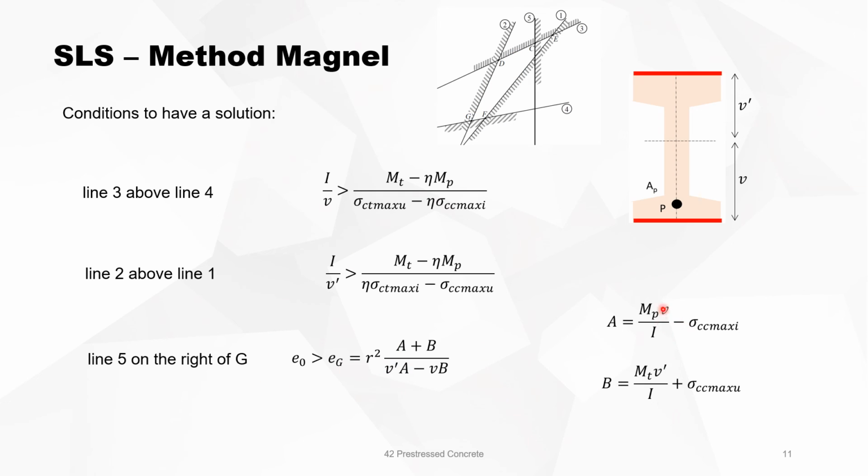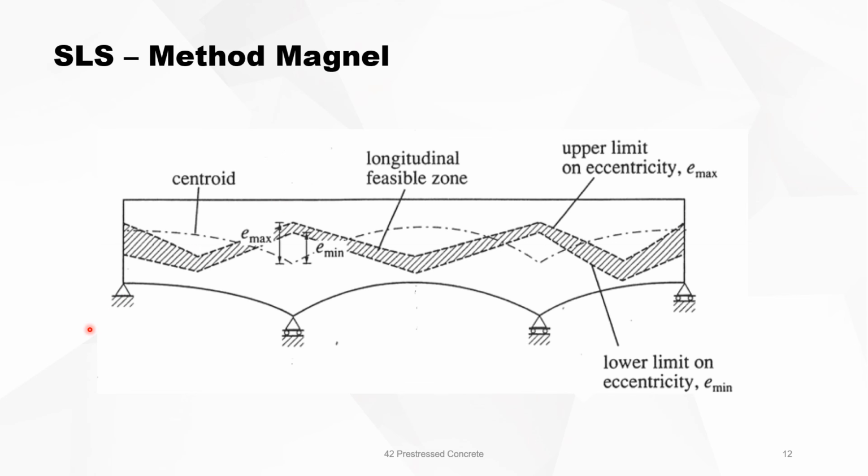And A and B have those values. Now you have 3 conditions, 3 equations where you can estimate or give the boundaries of the dimensions of the cross section. You can do this for each cross section, and each cross section will give you a solution of the minimum eccentricity and a maximum eccentricity for a certain chosen pre-stressing force. And then you know that the profile of the tendon must be inside this area. If you do so, then you comply with your sigma max and sigma minimum.